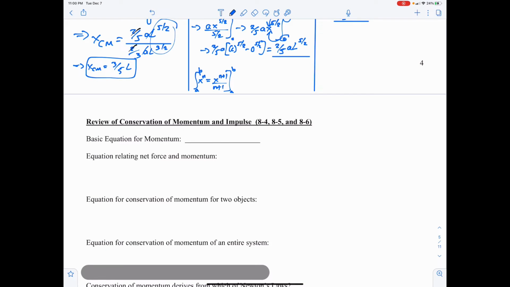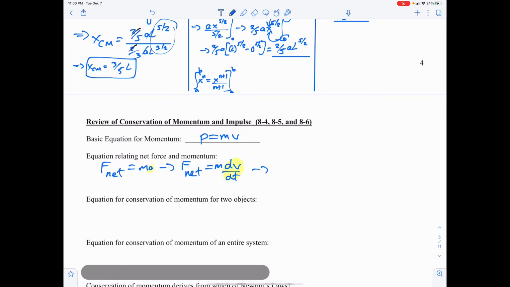Section 8.4, 8.5, and 8.6. A basic equation for momentum, you might recall, is mass times velocity. So how do we relate net force and momentum? Well, net force is equal to ma, which means net force is equal to m times dv/dt. What am I doing? I'm just substituting that for a.